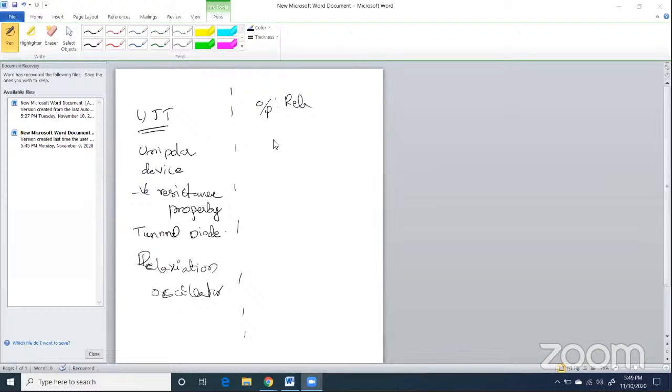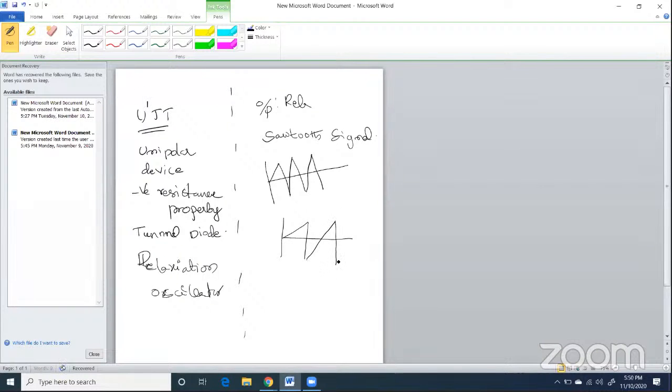Yes, the output of relaxation oscillator is a sawtooth signal. This is the sawtooth signal. It is not triangular, guys. Sawtooth signal means no fall time, fall time is zero. Only it has the rise time. This is the behavior of the sawtooth signal.